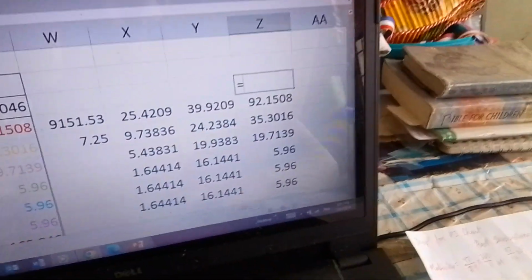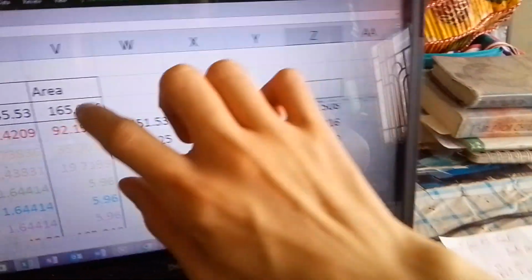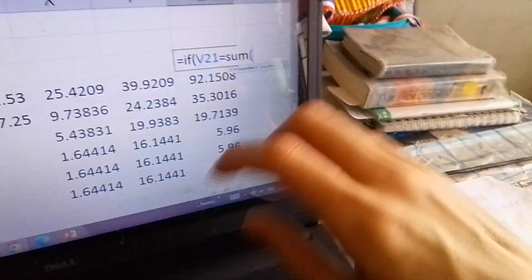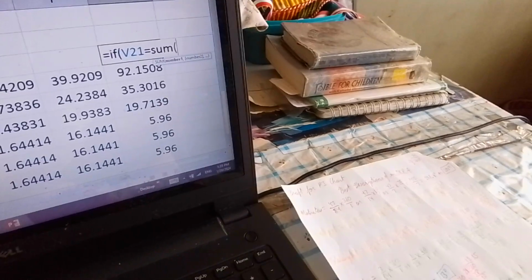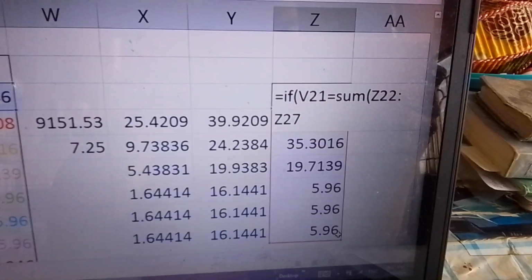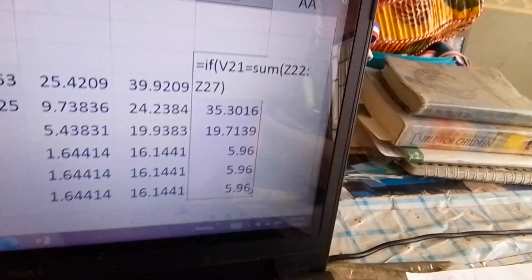Now, if you want to ensure that this should be the same, ganito yun. Type if, di ba? If, logical test. If this guy is equivalent to the sum of everything. Lahat na yan. Click on the cell here. Sum, Z22, tapos, ayan, we sum this up. You see the table that's highlighted? That's the one I want to sum.